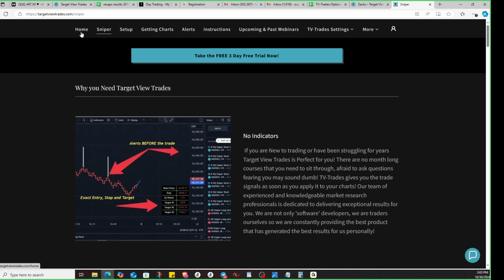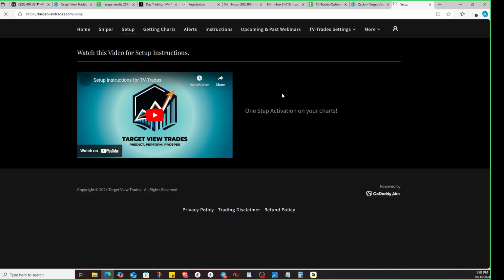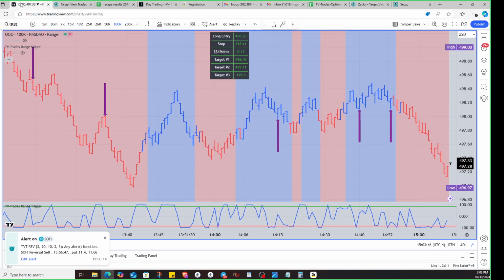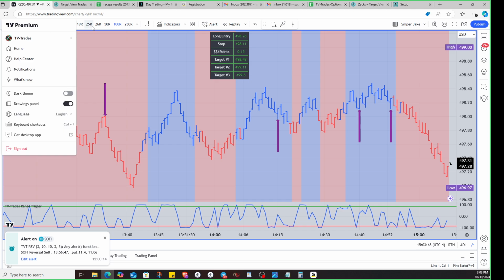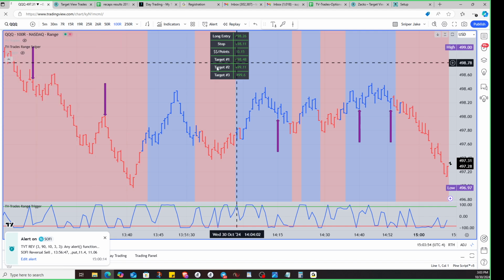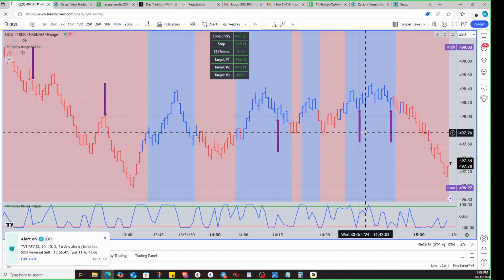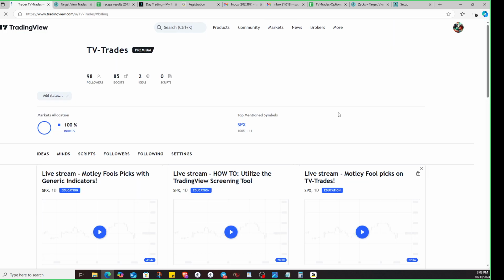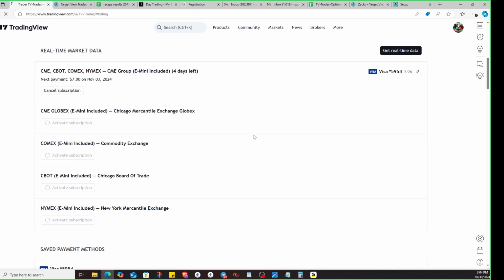But anyway, to get the real-time data, you can go to the setup video right here. In the first 2 minutes, it tells you how to do this. I'm going to show you how right now, but in the first 2 minutes, it tells you how to do this from the setup video on targetviewtrades.com. All you have to do is go here. Whenever you get your TradingView login ID, go to TradingView. Go up here, choose this, and choose accounts and billing like this. And when that loads up, you need to do one thing.